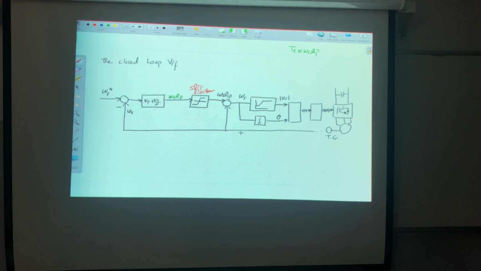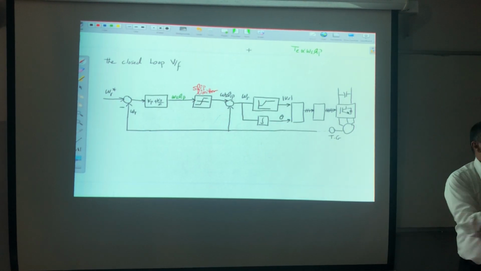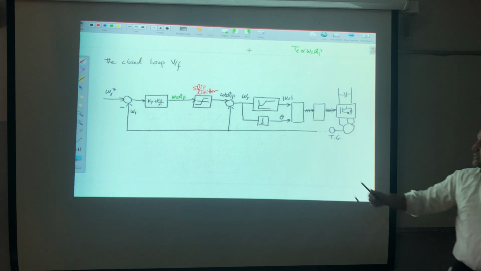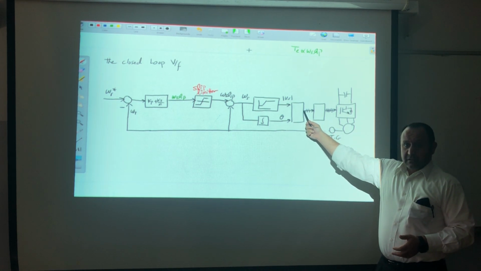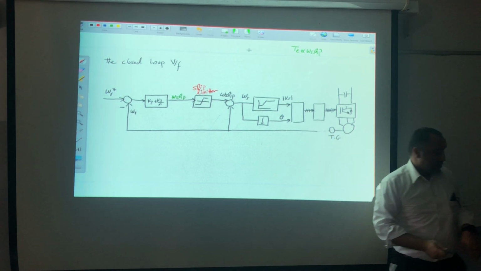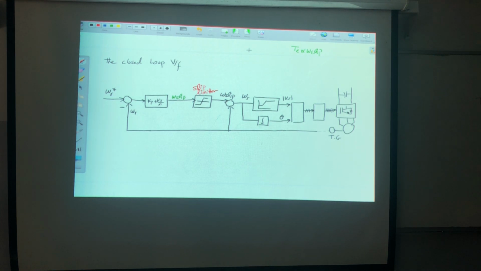Okay. So now, if you don't have any question, let's discuss what we call constant air gap control. I will control the flux directly by controlling the current. Until now, with V over F, I'm regulating the flux by controlling the voltage. Look, the reference is what? This voltage. Okay.